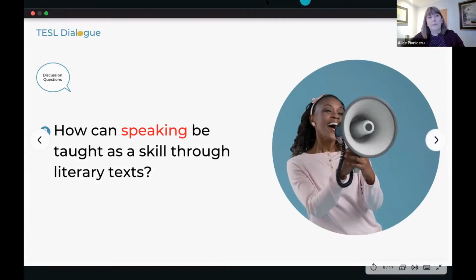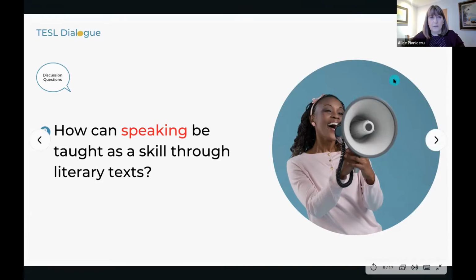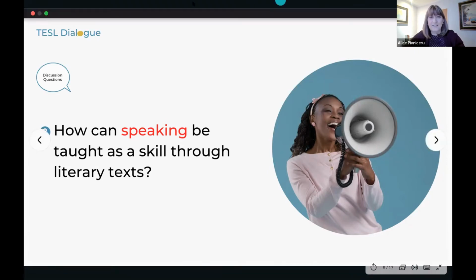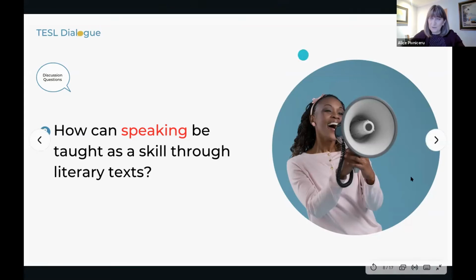So I think there are several activities that can be designed in order to teach specific speaking using literary text. And one of them is role play. Of course, that's the most common one. And I have done that using Shakespeare. Shakespeare's language is forbidding for English speakers, let alone ESL students. But there are ways to get them into it and to enjoy it, right?